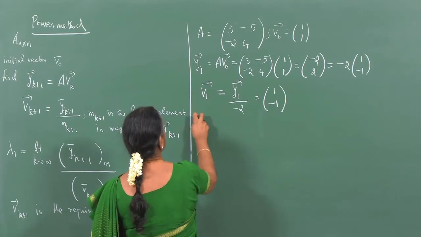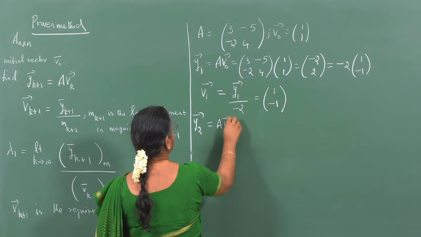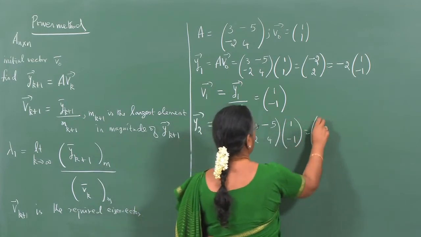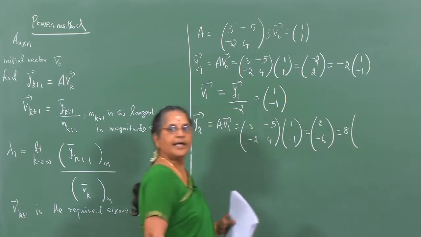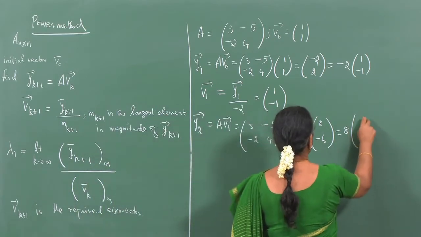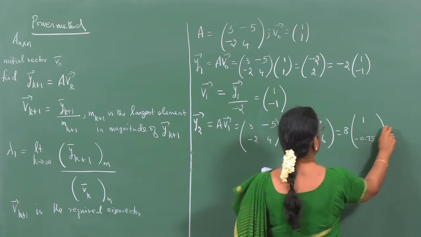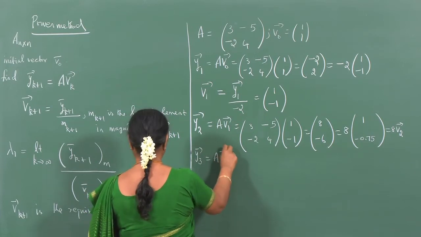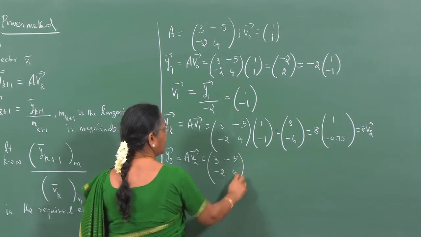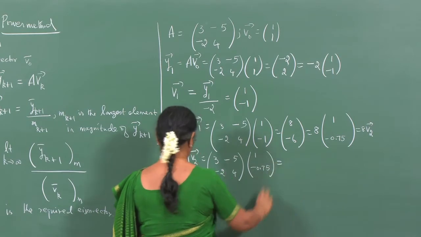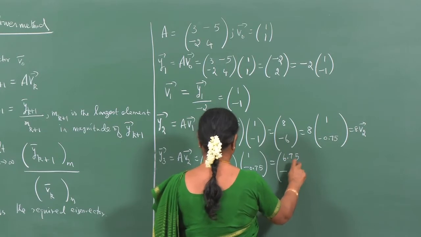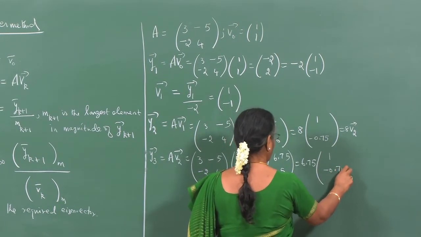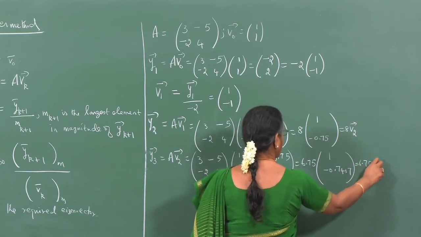So, with this V 1 I compute the y 2 vector, which is A V 1, 3 minus 5 minus 2, 4 into 1 minus 1, and that is 8 minus 6. I remove the element which has largest magnitude and write down the vector as 1 minus 0.75. So, it is 8 times vector V 2. So, we compute y 3, which is A V 2, 3 minus 5 minus 2, 4 into 1 minus 0.75. That turns out to be 6.75 minus 5. I remove 6.75 and the vector that I get is 1 minus 0.7407. So, it is 6.75 times vector V 3.